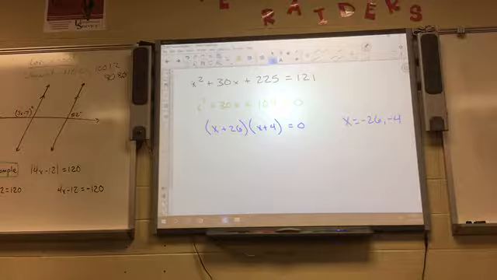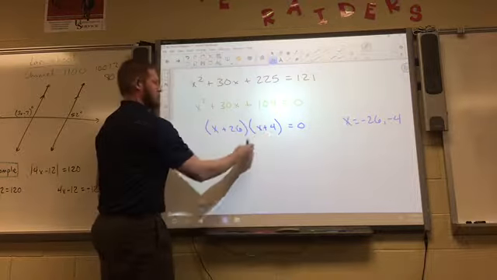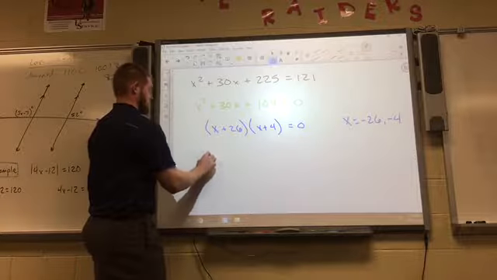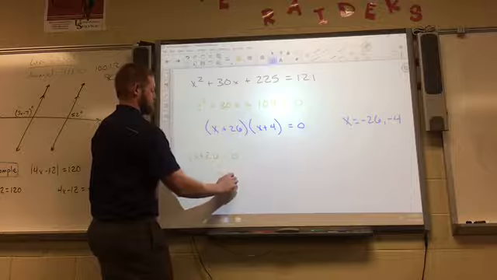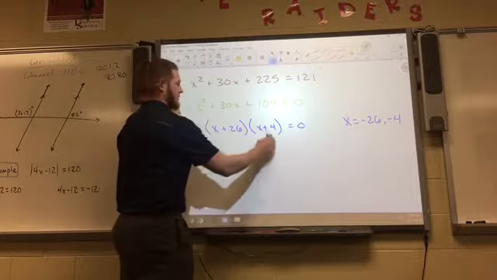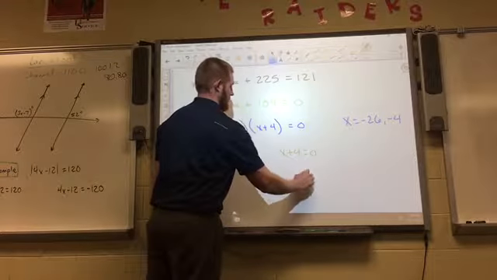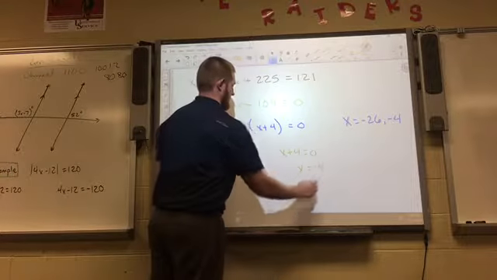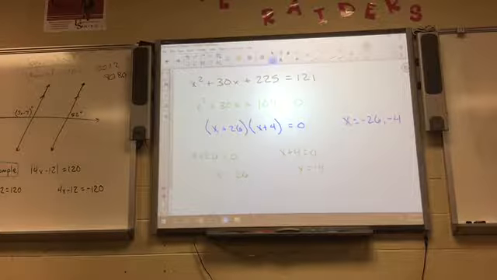Set each binomial equal to 0. So I have x plus 26 equals 0. Subtract 26, x equals negative 26. x plus 4 equals 0. Subtract 4, x equals negative 4. Again, you might not have to do that when it's easy like this one, but sometimes they'll throw harder things at you and you'll have to make sure you know to set them equal to 0.